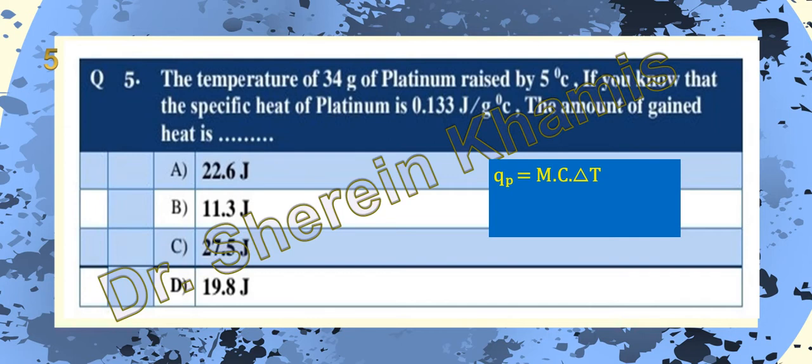Mass we have here directly, 34, times specific heat 0.133 joule per gram degree Celsius, times the change in temperature, which is 5. Okay, we have here the right answer: Q equals 22.6 joule. I think it's a direct question with only calculating, and you must not forget your calculator in the exam. Okay, so let's go to question 6.